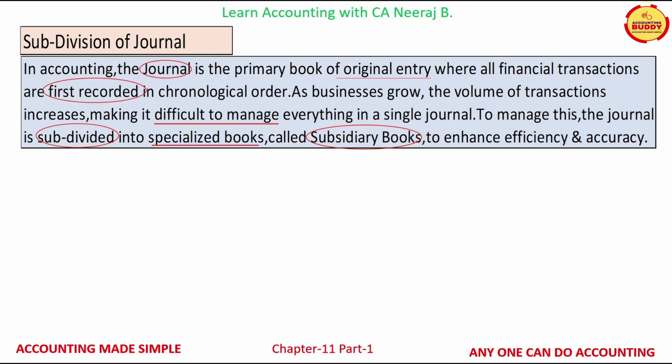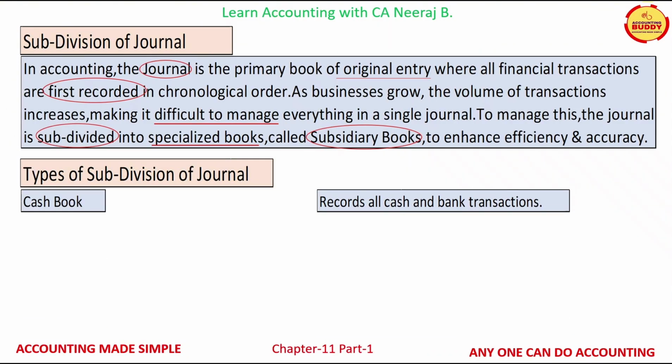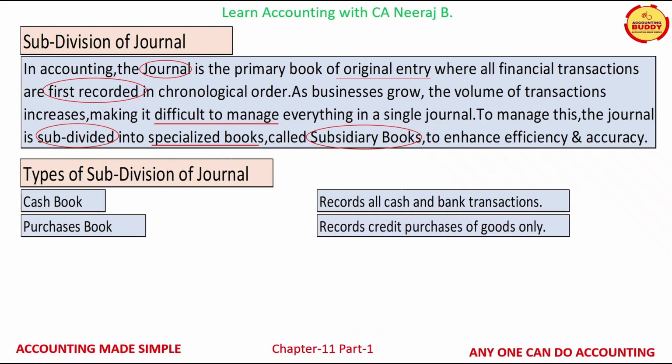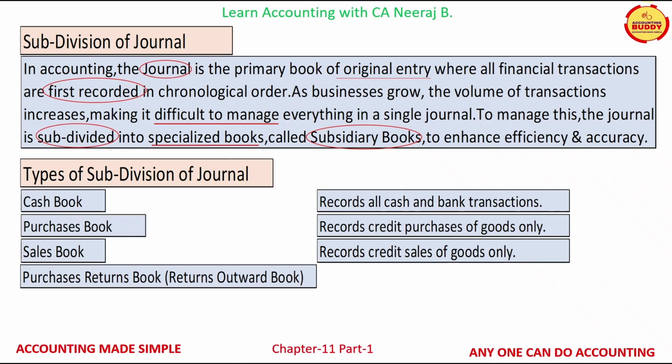Let us now learn about types of subdivision of journal. First is cash book. It records all cash and bank transactions. Second is purchase book. It records credit purchases of goods only. Third is sales book. It records only credit sales of the business. Fourth is purchase return book or return outward book. This subdivision of journal records goods returned to suppliers.